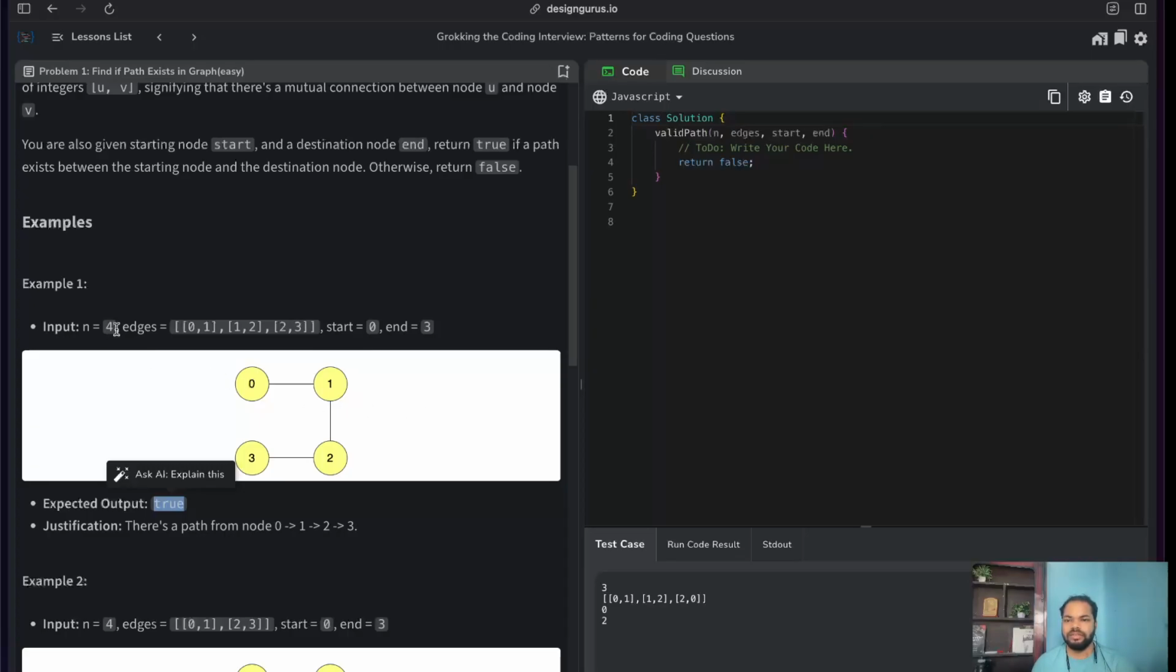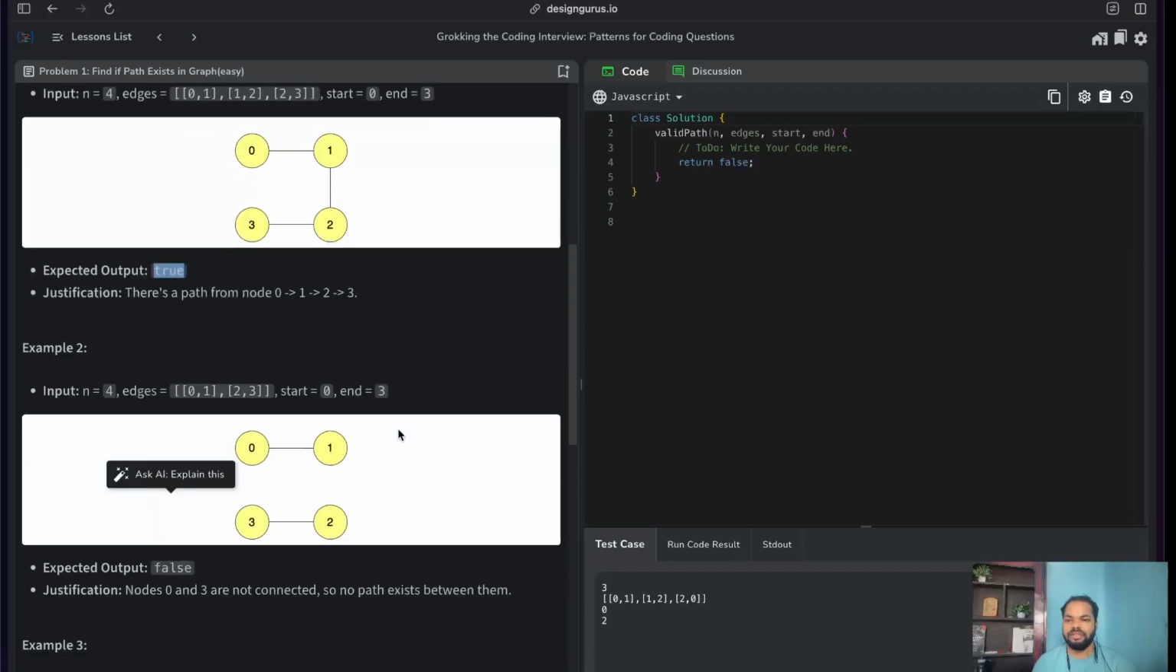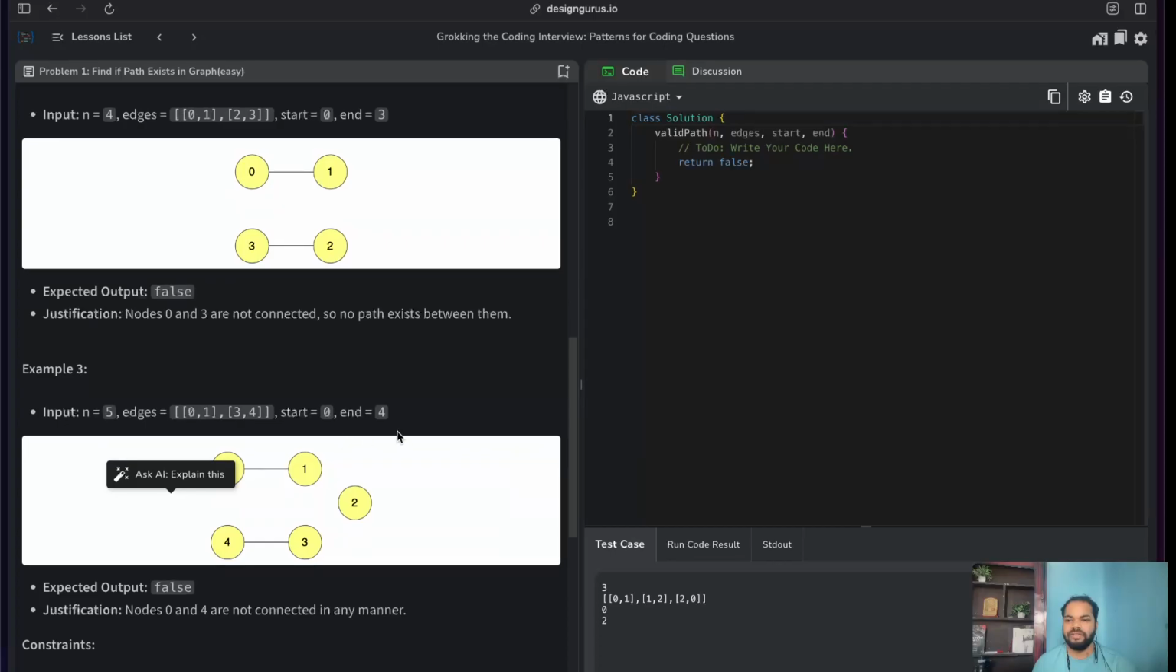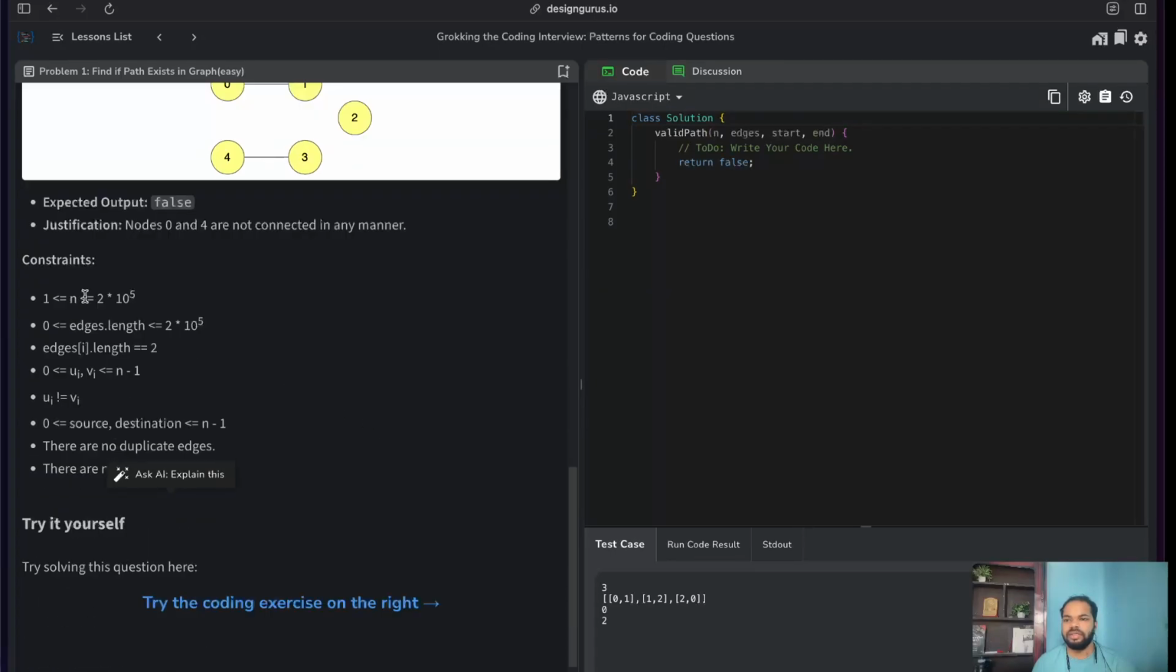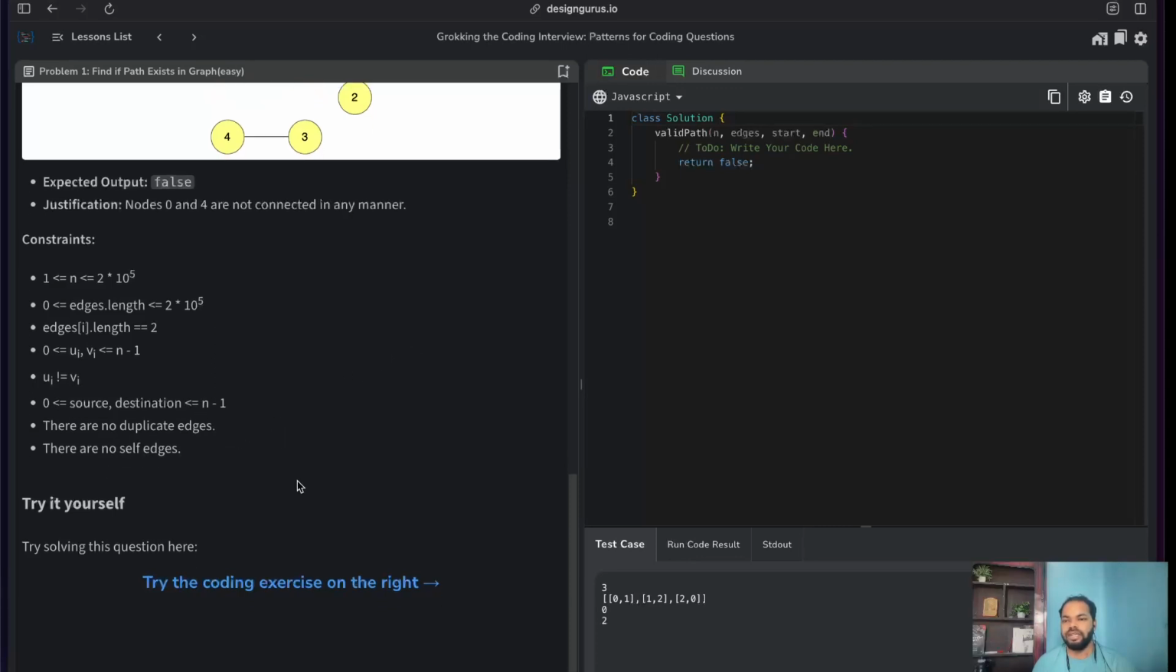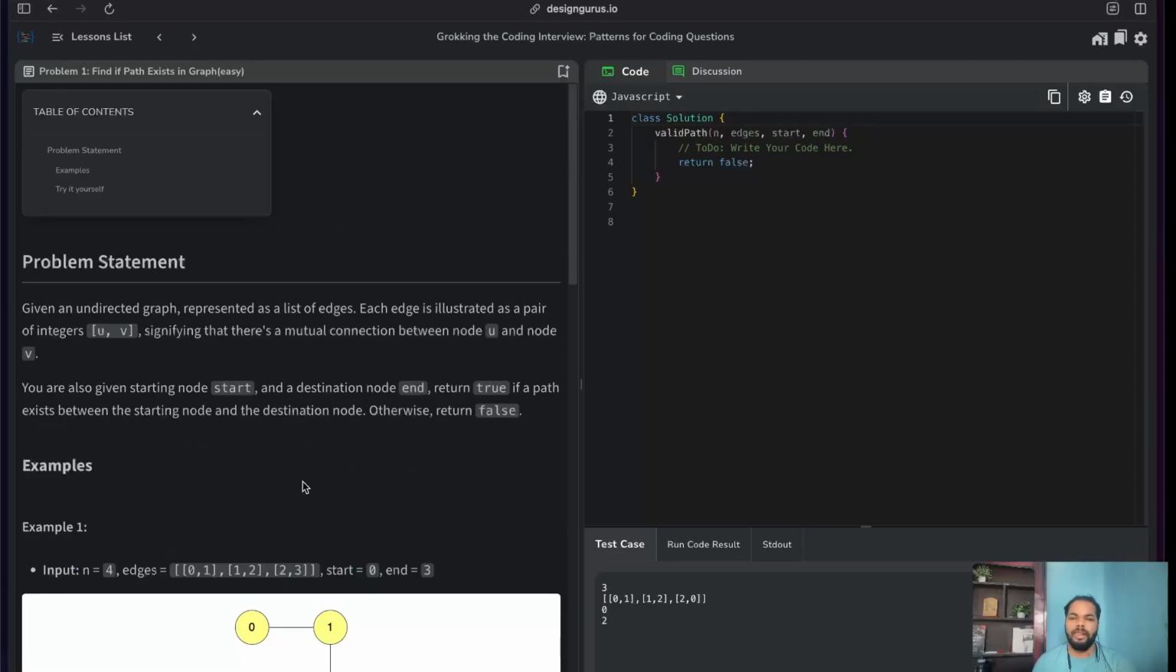Edges, start is 0, end is 3. Another example, start 0, end 4. Okay, constraints: edges length, the source and destination are within range, there are no duplicate edges and there are no self edges. Okay, cool. Now we get this problem.